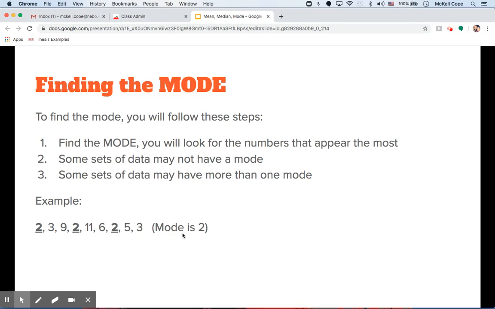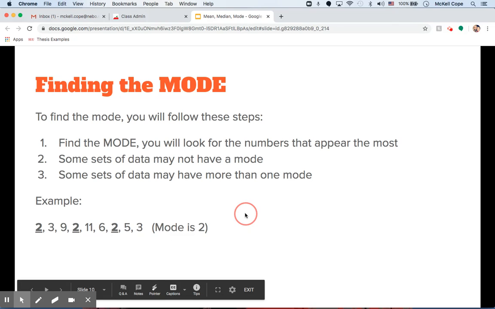If I have a set of data that just has one of each number and there's not one that appears more than the rest, then your answer would be there's no mode. Sometimes I might have a set of data where 2 numbers appear more than the rest, so we might have 2 different modes. So let's take a look at the next example.